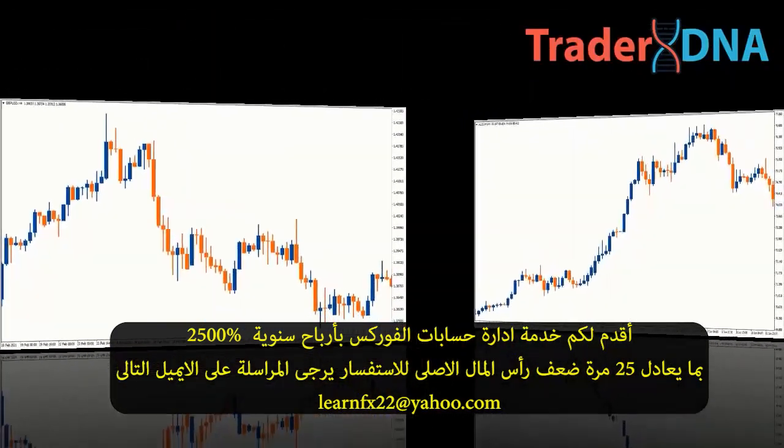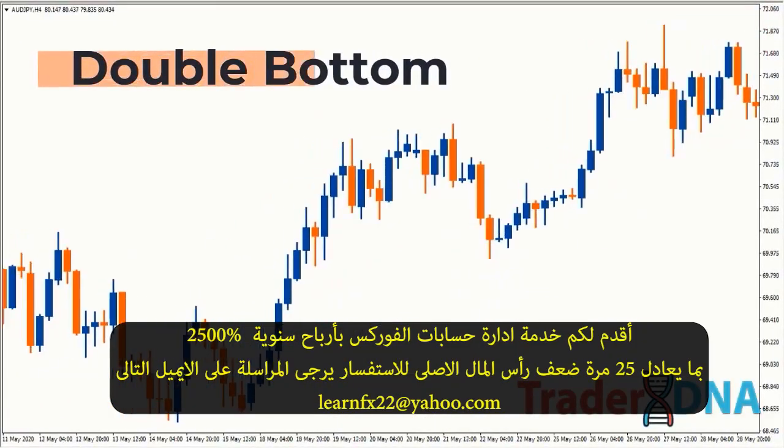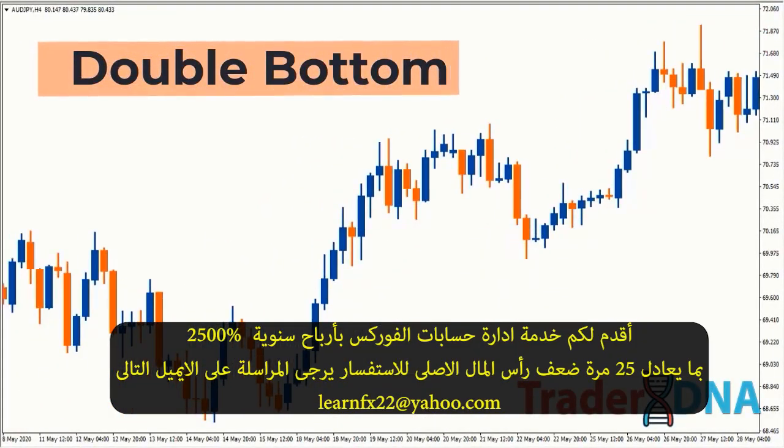Second, double bottom. The double bottom is also a trend reversal formation, but this time we are looking to go long instead of short. These formations occur after extended downtrends when two valleys or bottoms have been formed. You can see from this chart that after the previous downtrend, the price formed two valleys because it wasn't able to go below a certain level.